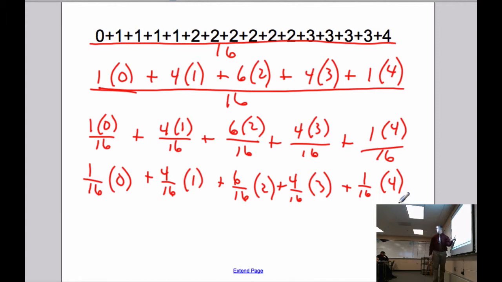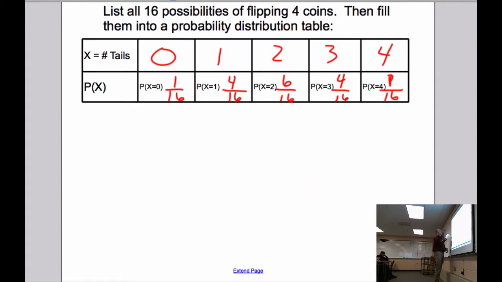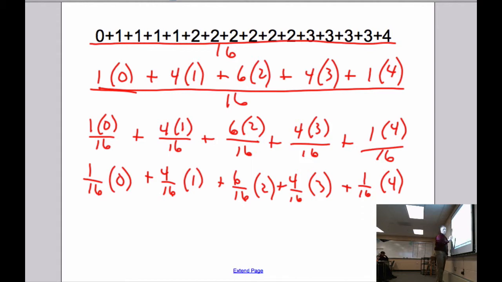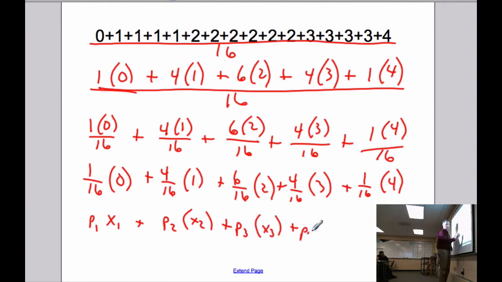This is my first term, right? If I go back to this, there's my first term. What was its probability? 1/16. So if I go back to this, this is my first probability. This is my first term, right? Plus my second probability times the second term. Plus the third probability times the third term. Plus the fourth probability times its term. And then the fifth probability times its term.